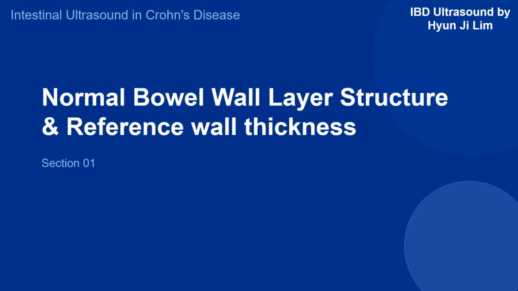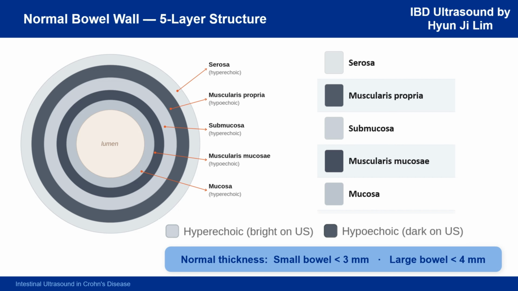Let's start with Section 1, the normal bowel layer structure and reference thickness values. The normal bowel on intestinal ultrasound appears as a characteristic 5-layer structure with alternating hyperechoic and hypoechoic bands. From the lumen outward, layer 1 is a hyperechoic interface between the luminal content and the superficial mucosa.